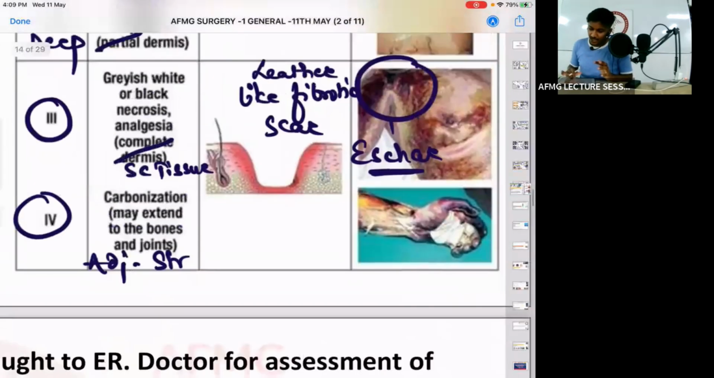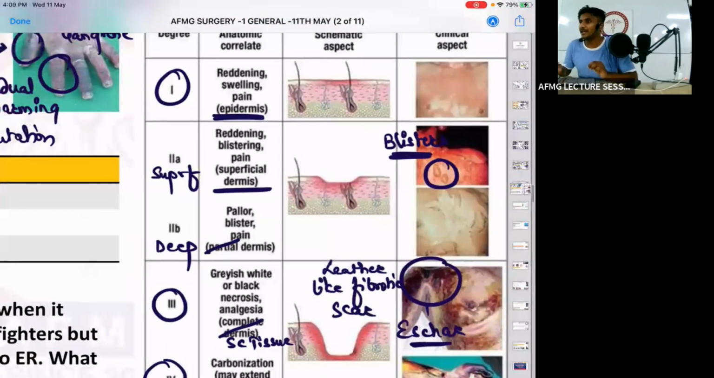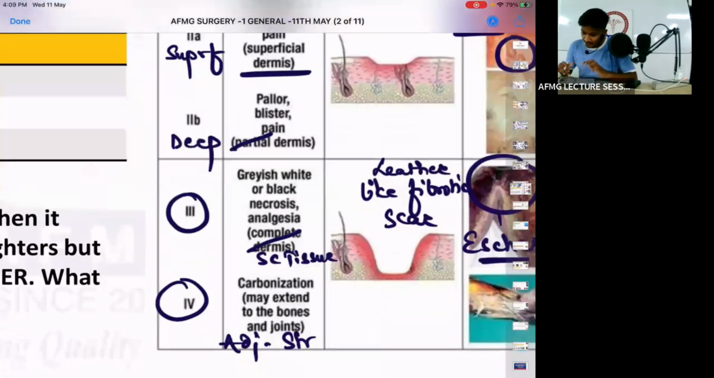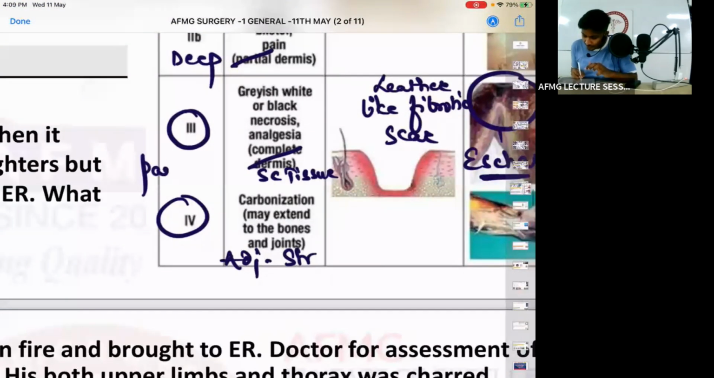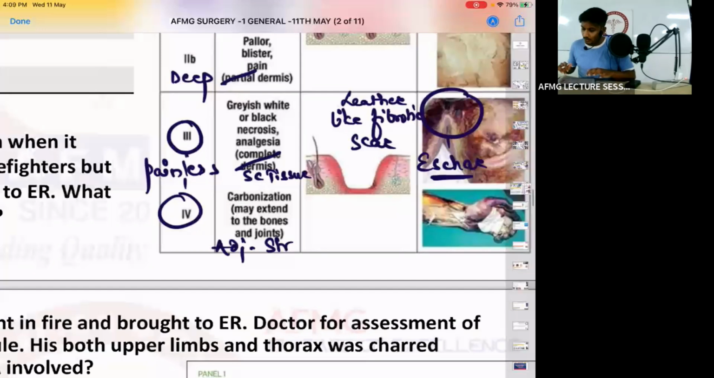Now please tell me, grade 1 were painful or painless? Grade 2 were painful or painless? But grade 3 and grade 4 are painless, because of destruction of the nerve endings. Okay? No issues with this. Remember this. Any issue with this?